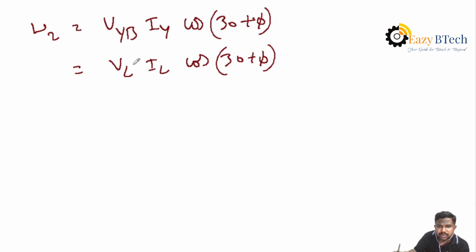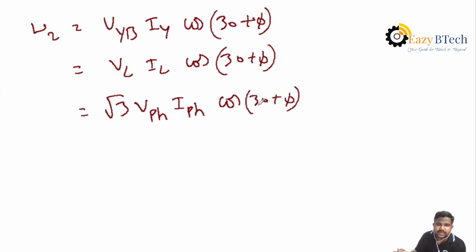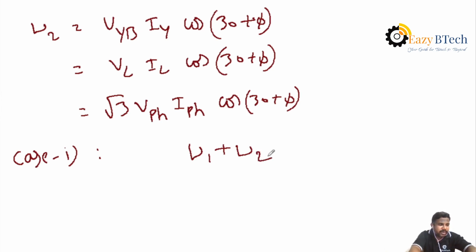Or in the form of phase quantities, you can find the same: root 3 VPH IPH cos 30 plus 5. Then from the readings of W1 and W2, we can derive our required quantities, that is the required equation of the power factor. First of all, case 1: you can find the condition of adding the two wattmeter readings.